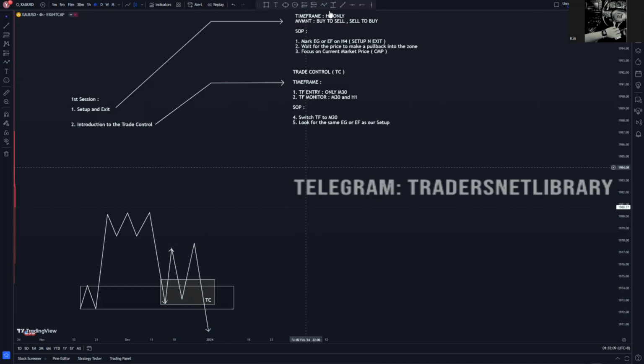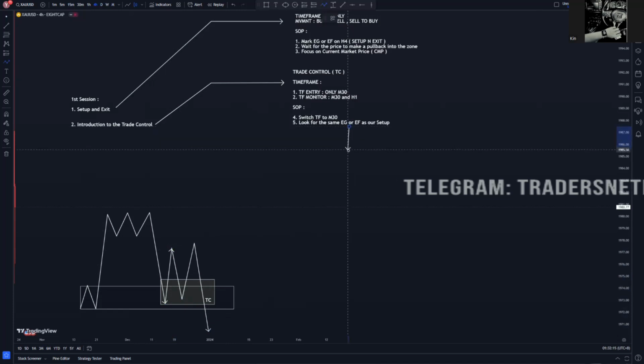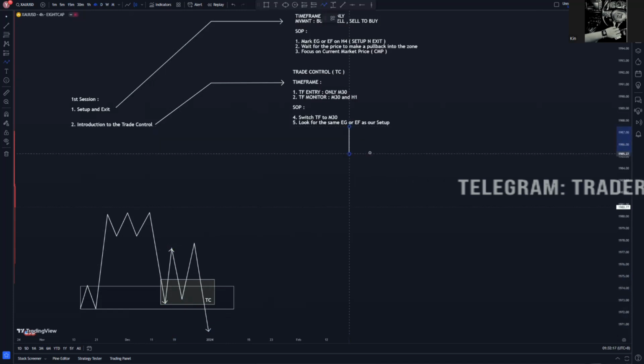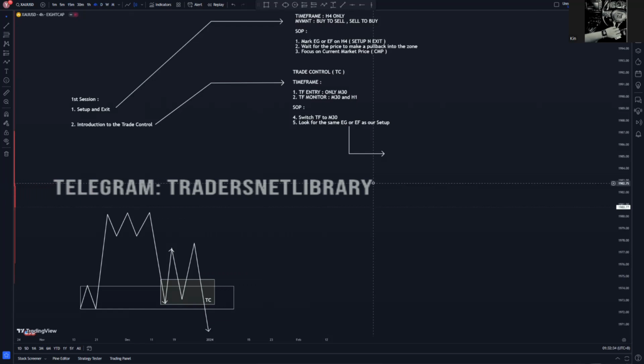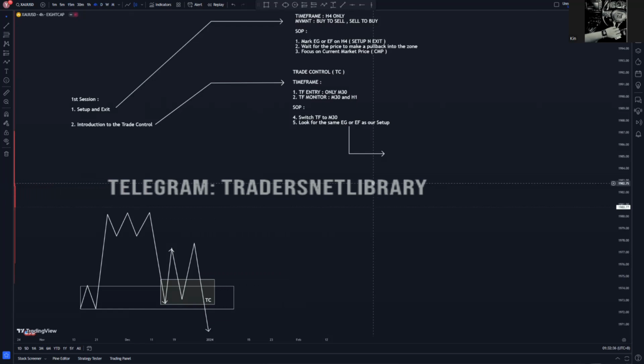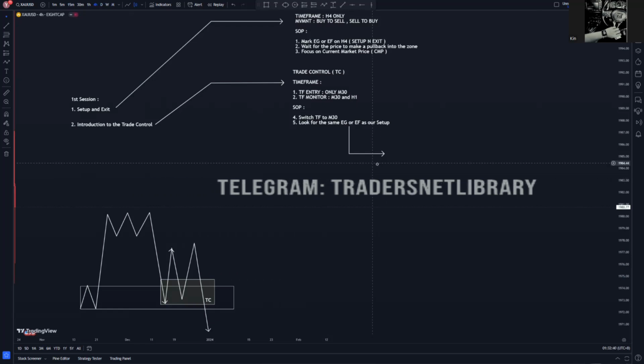Okay, so look over here, EG or EF. I've always said this to my students: actually, the chart is speaking with us. The chart is talking to us. The chart is telling us that the price is going to buy after this, the price is going to respect the zone after this, or the price is going to start a reversal pattern, something like that. So how do we know? We need to look at the current market price.